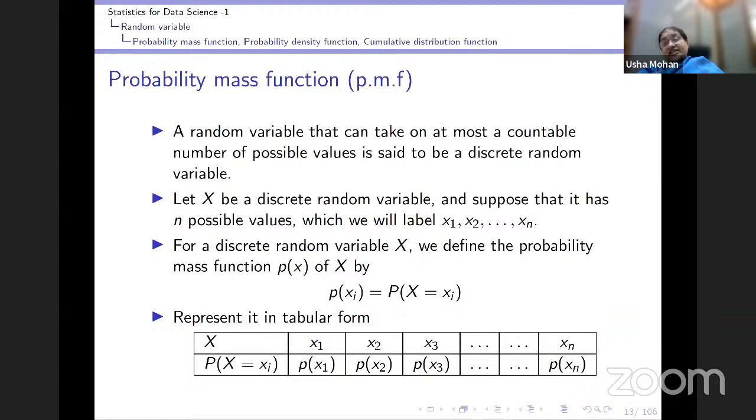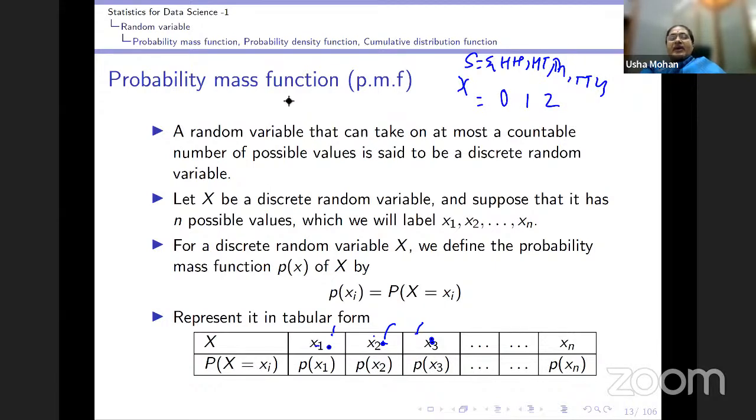Now, when I said that a discrete random variable will take at most a countable number of possible values, what we mean is that X takes some values x1, x2, x3, and these are on the real line. For example, when I toss a coin twice and count the number of heads, I have the outcomes HH, HT, TH, TT. X takes the values 0, 1, 2.